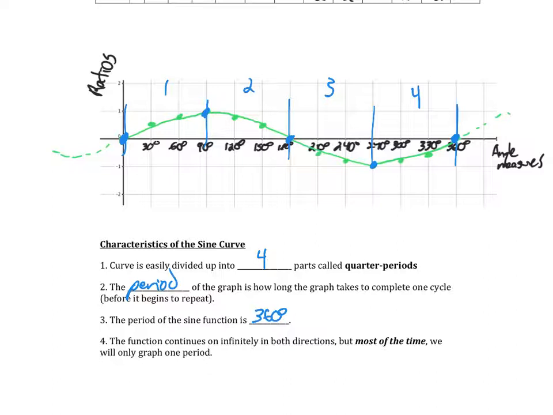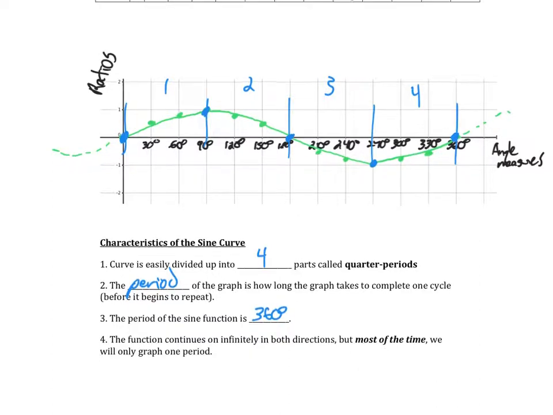And then number 4, I mentioned this as well, the function continues on infinitely in both directions, a really important point. But most of the time we will only graph one period. I would not put arrows at the end. You can just stop. Don't go like that at the end, because that would indicate the graph is going up in that direction forever, and the sine function does not do that. The way I would want you to graph it is to literally just stop there. You don't need to do the dotted part. Just stop at those endpoints.